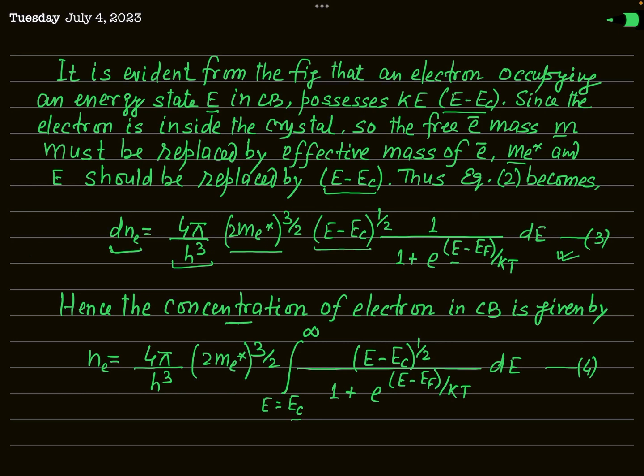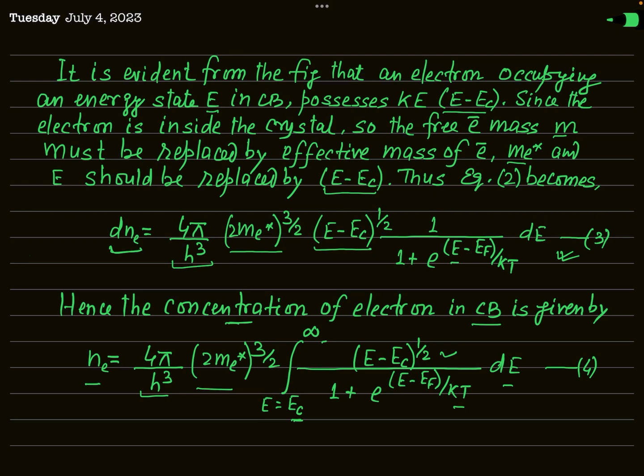So the concentration of electrons in the conduction band will be given like this: Ne equal to 4π over h cubed times (2 me*) to the power 3 by 2, integral from E equal to EC to E equal to infinity, (E minus EC) whole to the power half, divided by 1 plus e to the power (E minus EF) over KT, dE.